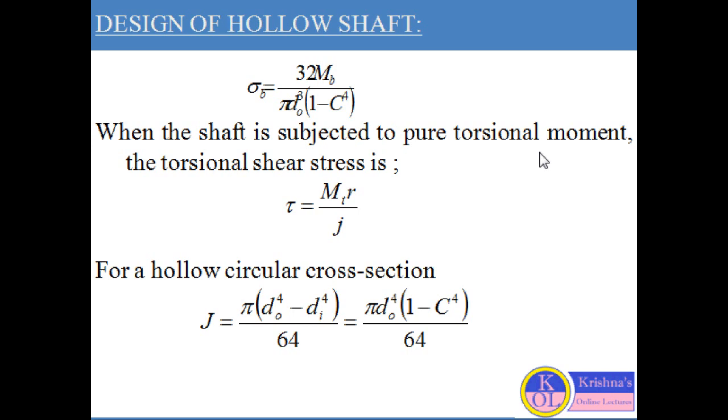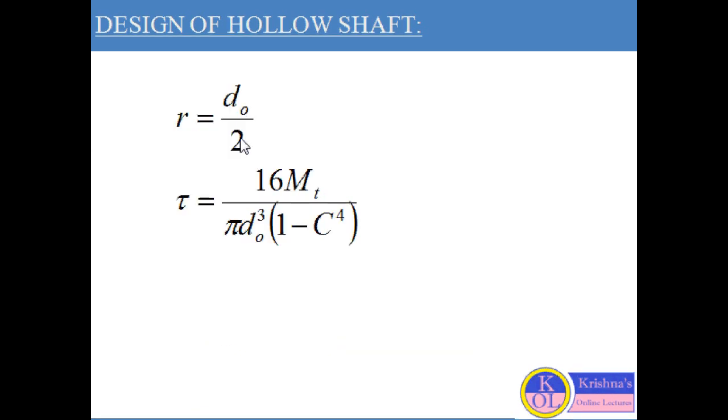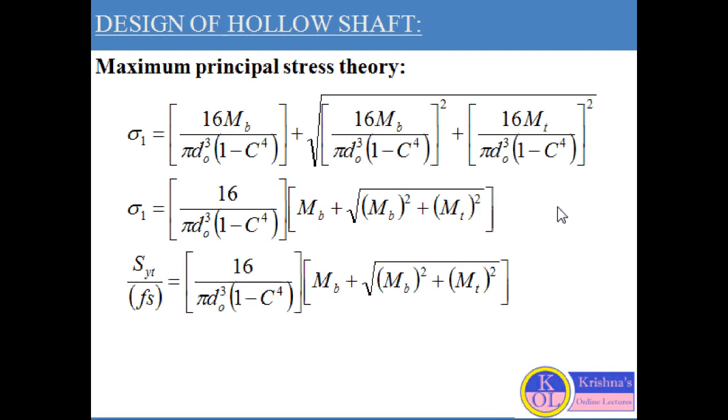The next condition is when the shaft is subjected to pure torsional moment. In that condition, tau is denoted as the torsional shear stress. So tau will be MT R divided by J. See, this is also for a hollow circular shaft. Here the formula of J, the polar moment of inertia, will be this. The value of R is DO by 2. If we put the values of J and R in the formula of tau, we can find the formula of tau. This is the formula of tau.